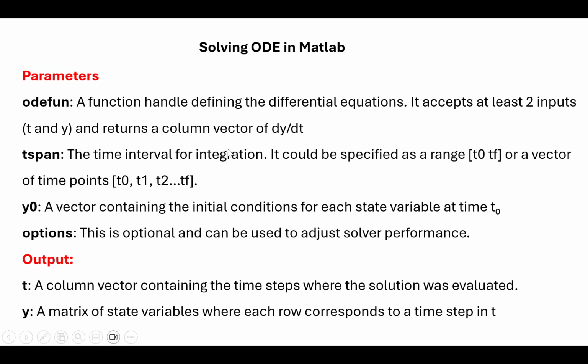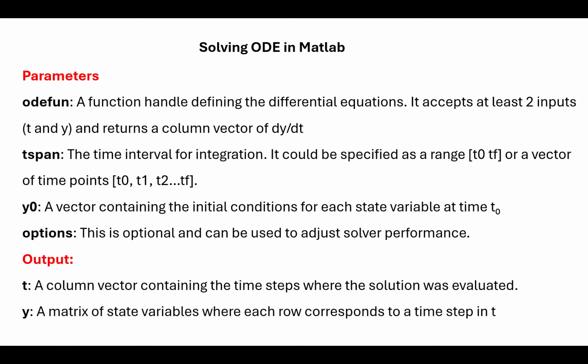y0 is the vector containing the initial conditions for each state variable at time t equals 0, so at time t0. At the initial point, you need to specify the initial condition, the value of your differential variables, in most cases at time t equals 0.